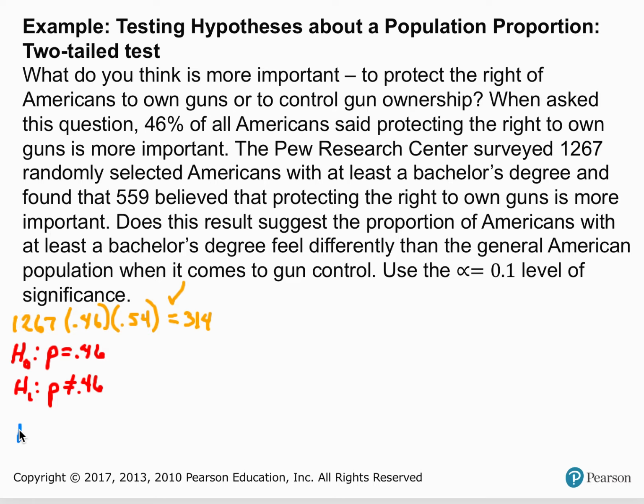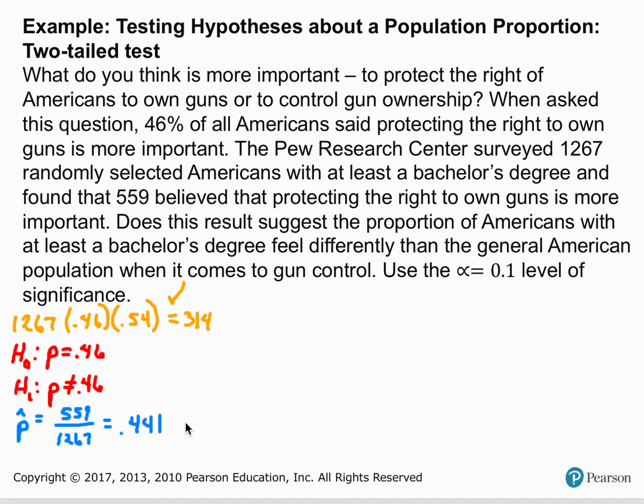All right. So we need that sample proportion, 559 out of 1,267. 0.441, 3 decimal places. We had 2 last time because it rounded to whatever it was, a 0 on the end, right? 3 decimal places for our proportions, though.